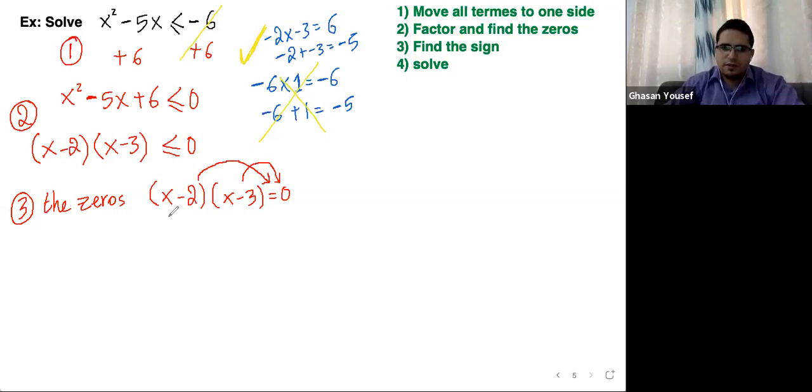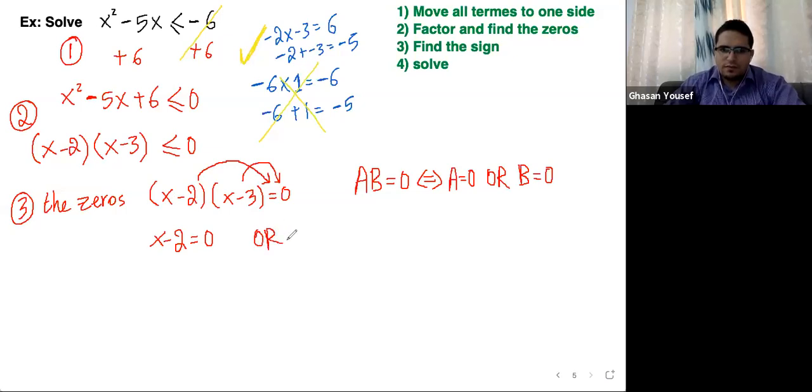Zero product property: if I have a times b equals 0, this means a equals 0 or b equals 0. We used this property before. So x minus 2 equals 0, this is my a, or x minus 3 equals 0. How can we do it?